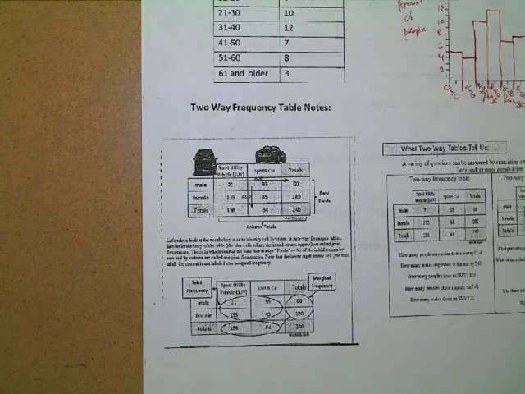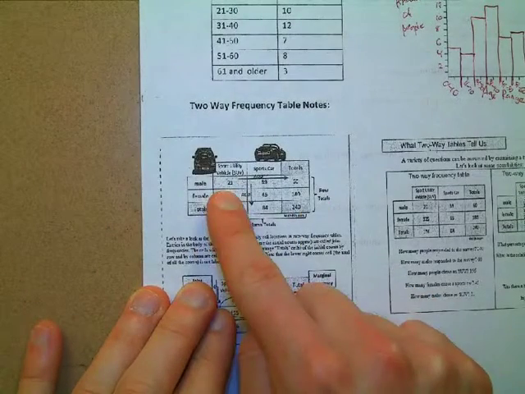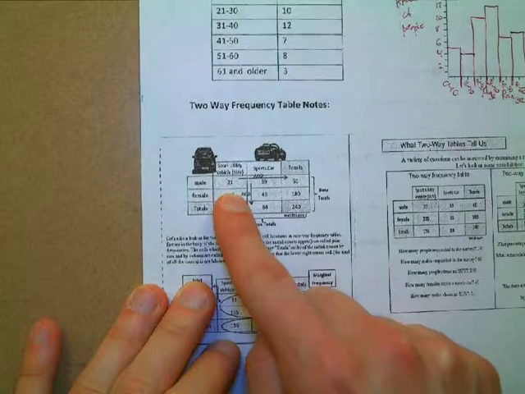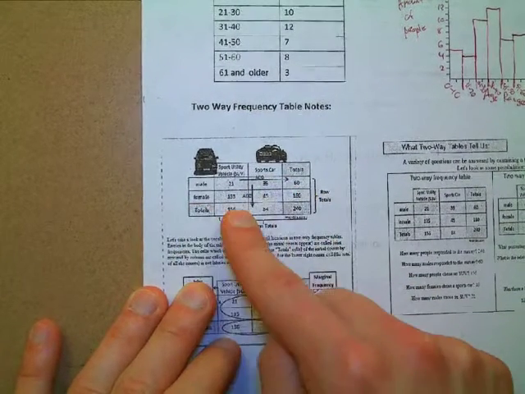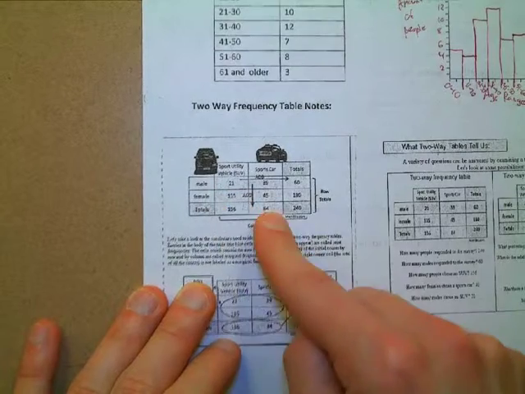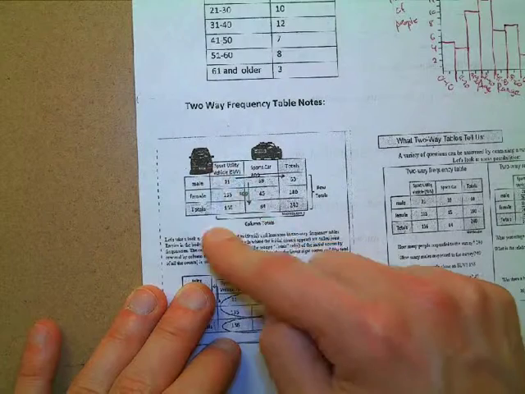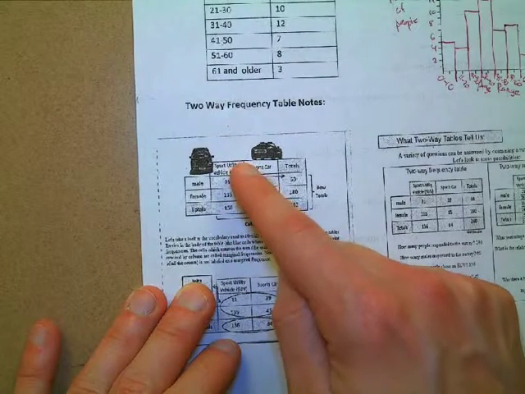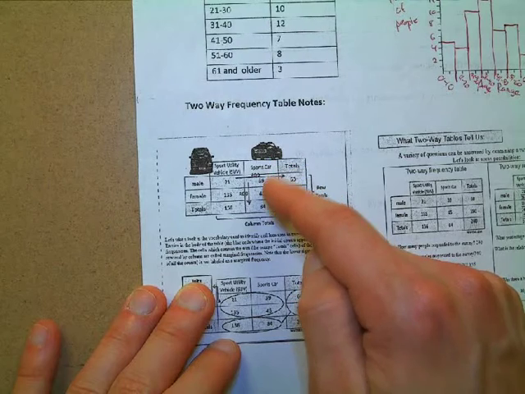You talk about frequencies across here. So we have males with sport utility vehicles, males with sports cars, and the totals. We also have females with sport utility vehicles and females with sports cars. But then you can go this direction too and say sport utility vehicles owned by males and females and the total, sports cars owned by males and females, and there are the totals too.